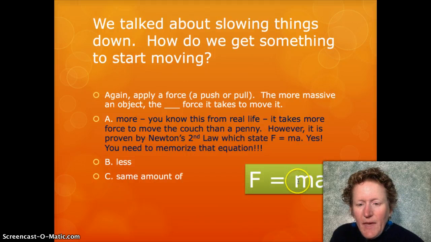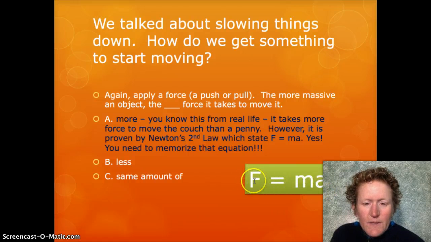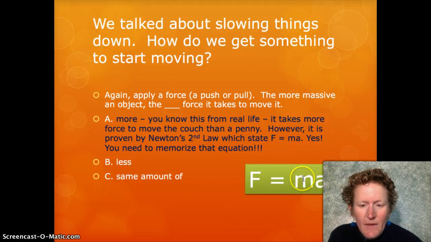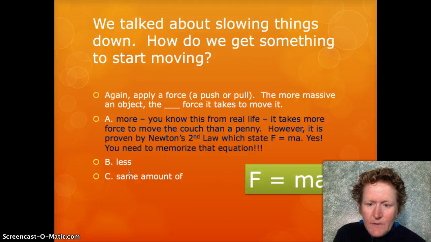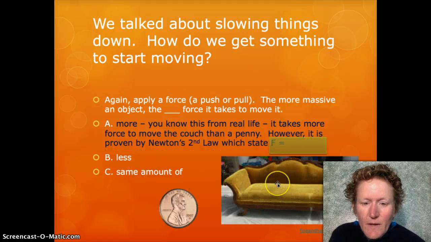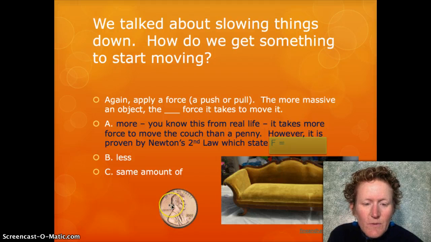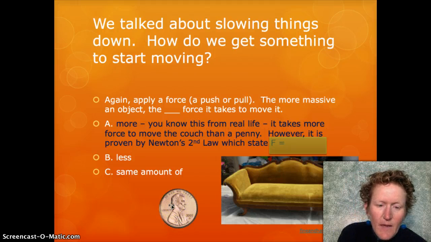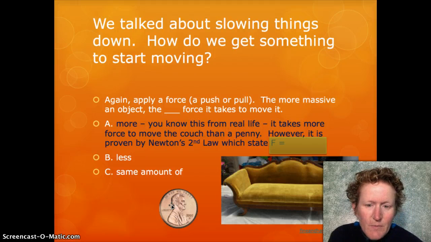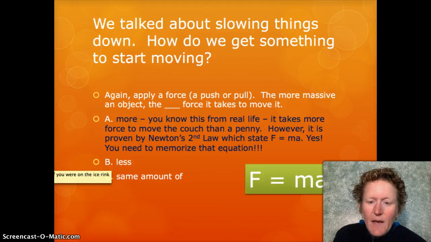F equals MA stands for the mass and acceleration. The force needed to move an object to overcome the acceleration due to gravity depends on the mass. So let's go back to here. The mass of the couch here is larger, so you're going to need more force to move the couch because of the mass of the couch, and you're going to need less force to move the penny because the penny has less mass. Both are being accelerated by gravity at this point, and to overcome that acceleration, you're going to have to exert a force that depends on the mass.